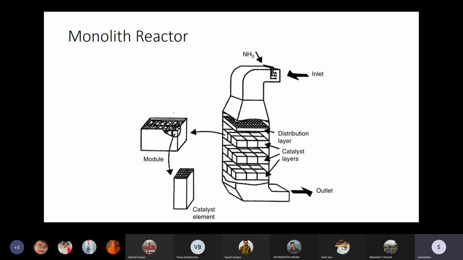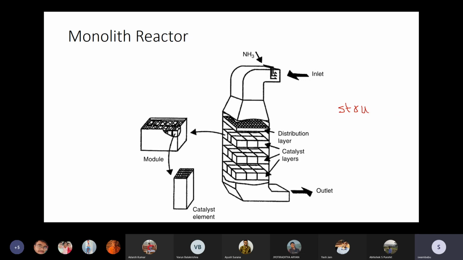So you can see a single module. This is one module, this is the whole reactor, and this is a perfect example of structured packing. Often we see random packing, like a packed bed distillation column, packed bed absorption column or packed bed reactor. But often we will see random packed beds.